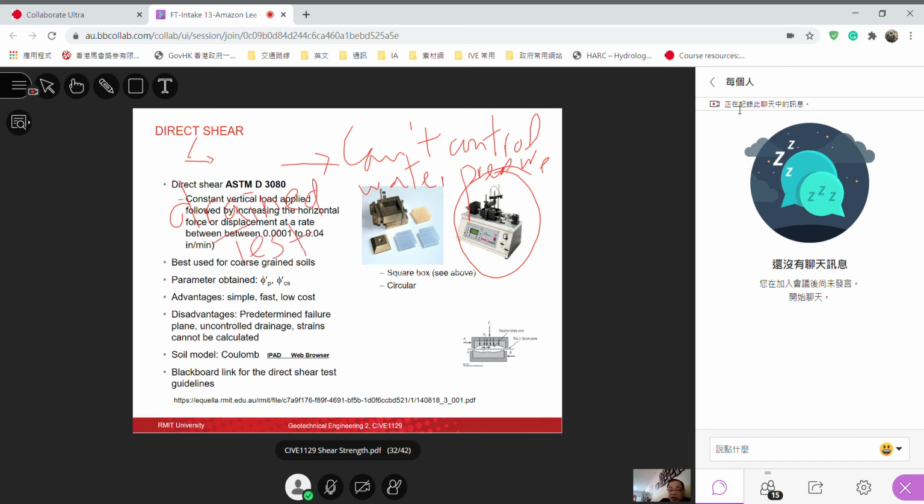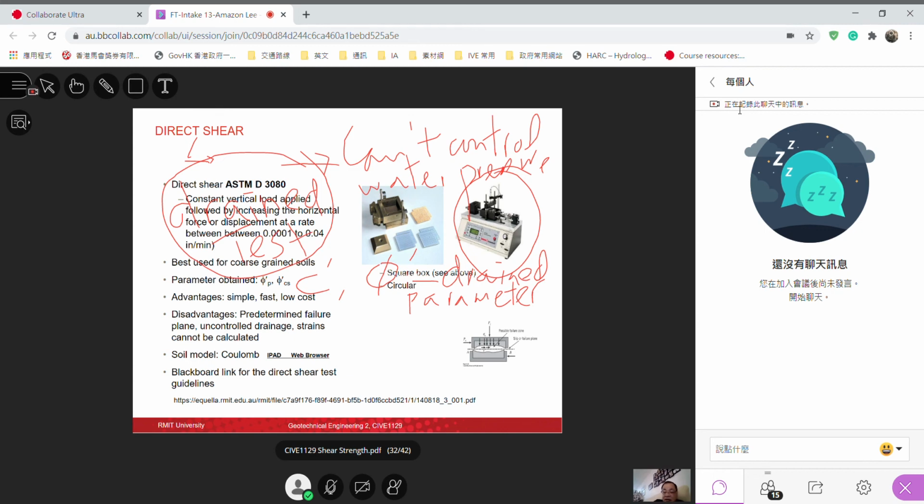So basically, what we determine is the drained parameters, c dash and phi dash. It's the drained parameters, not undrained, because in the direct shear test we cannot control the pore water pressure. So usually we do it very slowly, allowing the excess pore water pressure to dissipate. So we assume it's a drained test.